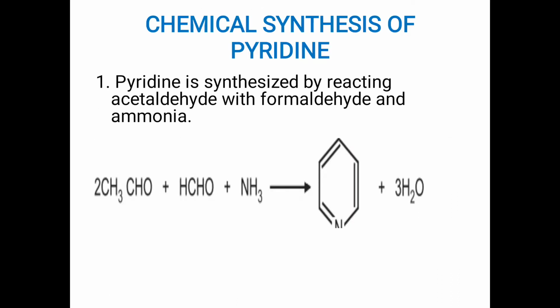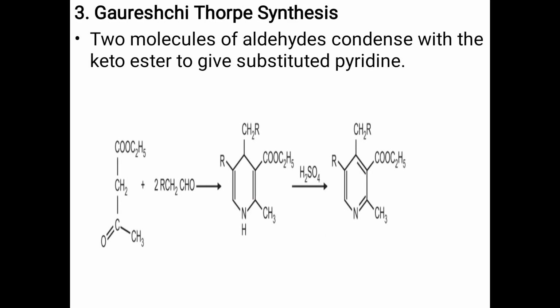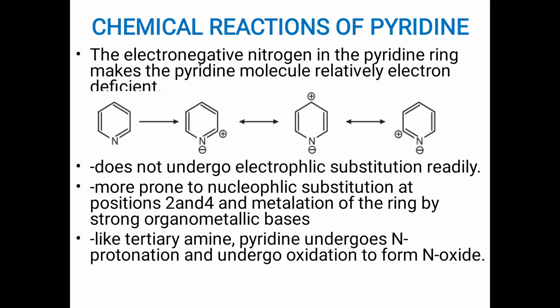Then is the chemical synthesis of pyridine. Pyridine is synthesized by reacting acetaldehyde with formaldehyde and ammonia. Then is the Hantzsch synthesis. It is a condensation reaction between an aldehyde, 2 equivalents of a 1,3-dicarbonyl compound and ammonia. Then is the Guareschi-Thorpe synthesis. 2 molecules of aldehyde condense with the ketoester to give substituted pyridine. Then is the chemical reaction of a pyridine.